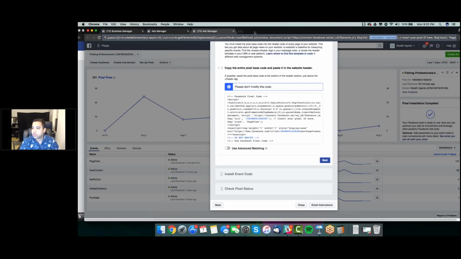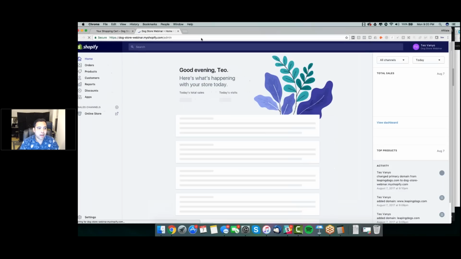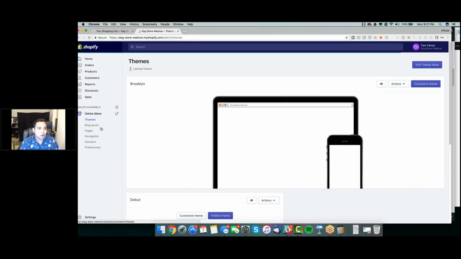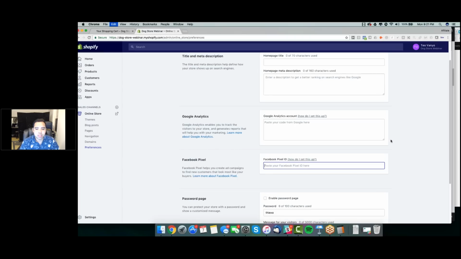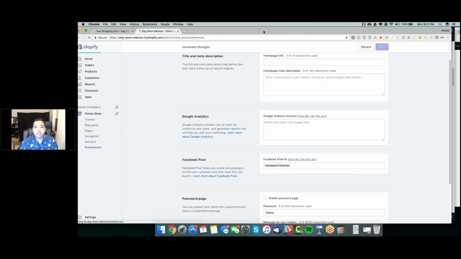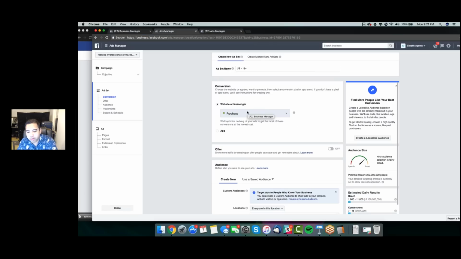Go into our store, and this is where you put your pixels. This is very important. You've got to have your pixels installed. Go in here, put your pixels in preferences, online store preferences, and right where it says pixel ID, put it in there. Save. Now Facebook can track all of your sales. Now we go back into our Facebook ad, and now we can create our ad. It's going to track every time we get a purchase on Facebook.